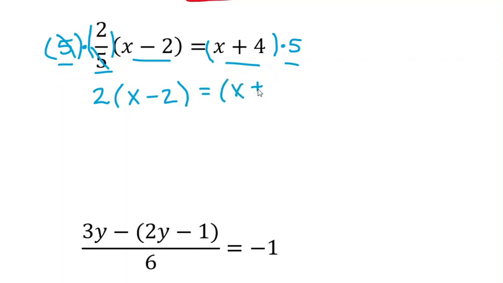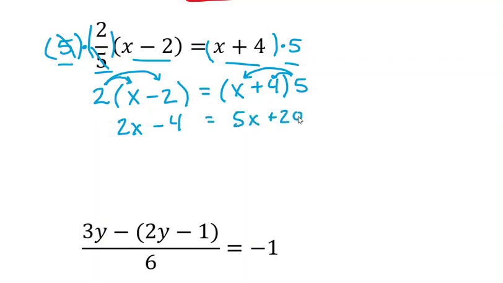Now we're going to multiply the right-hand side by 5 as well, but I've reserved it for this next step because we need to do that same step here. We're going to distribute it, 2 times x and 2 times -2, and then we'll do 5 times x and 5 times 4. So just doing the mirror image steps together. 2x minus 4 equals 5x plus 20.